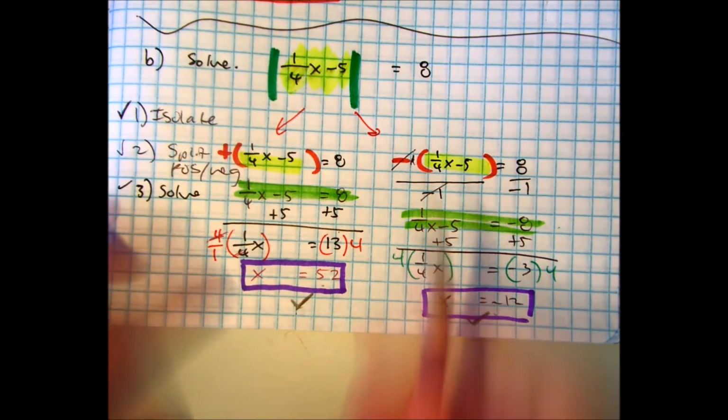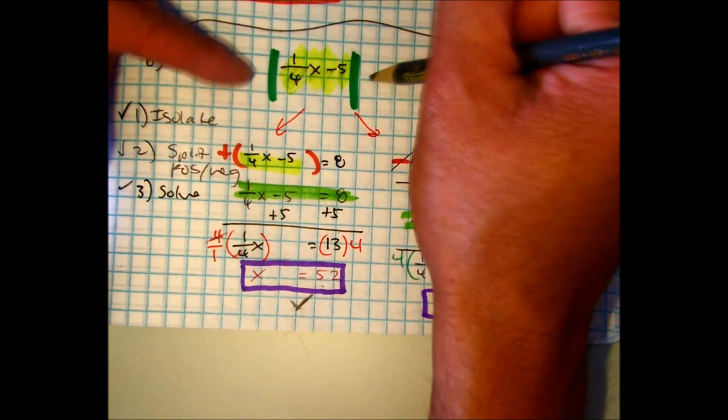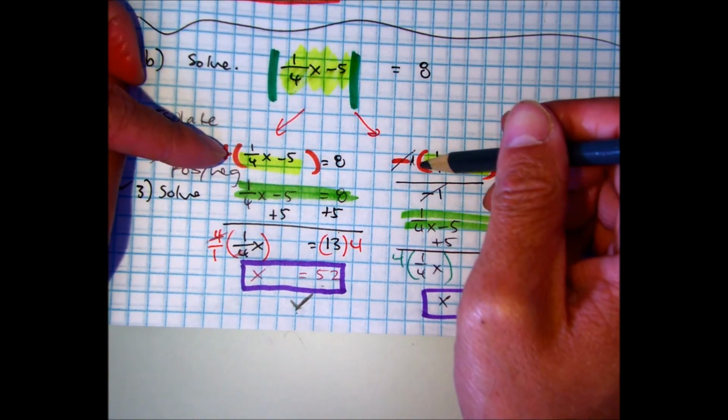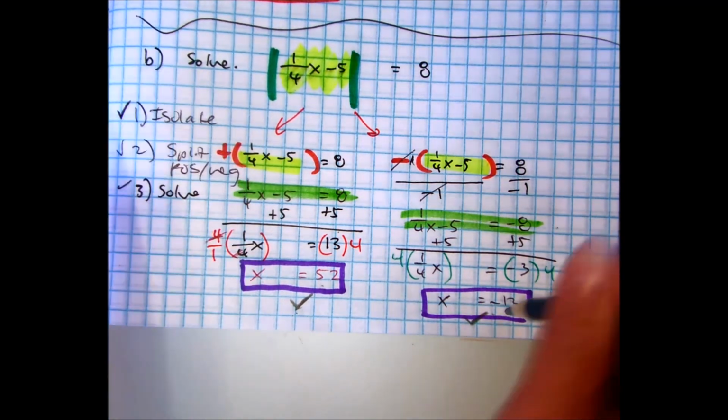So to review, make sure it's isolated, nothing in front, behind. Once you've done that, split it, one positive, one negative, solve, and then check your answer.